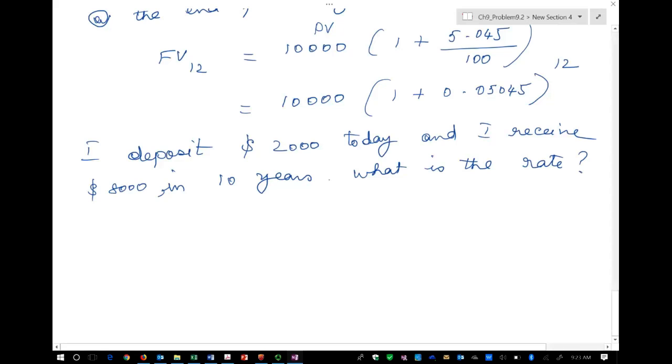What is the rate? First, pay attention to the inputs that you are taking, whether you are taking those numbers correctly, because if you take those numbers correctly, your answer has to be correct.